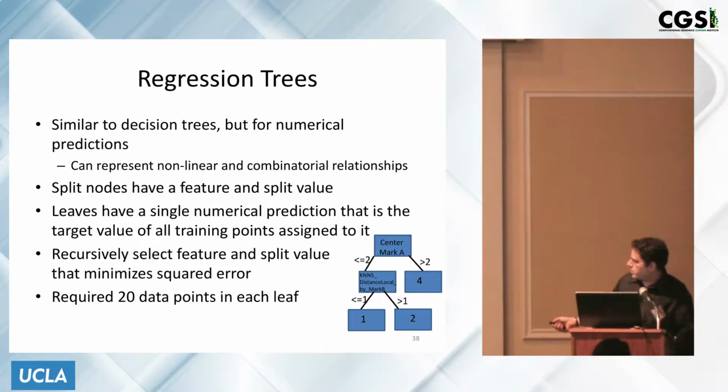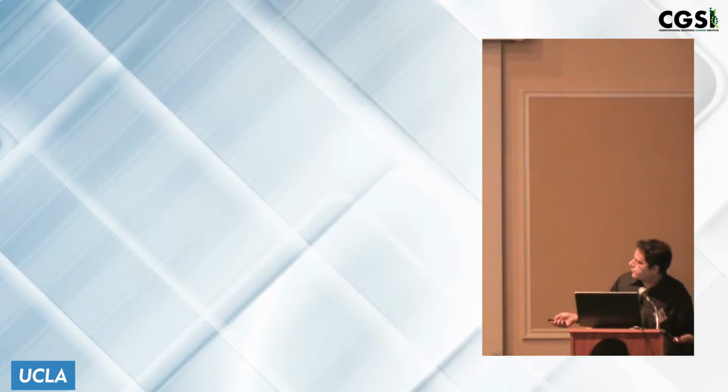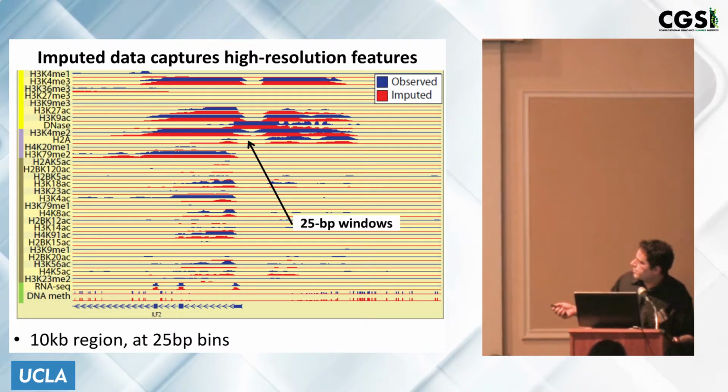And part of learning, you're deciding what specific features and what the split values are. It's an ensemble of these different regression trees where we're training on each of the cell types for which we have the mark available, and then applying it to the cell type for which we don't. So what you're seeing here is a visualization of the output of this method, where blue is the observed data and red is the imputed data, where we're not using the observed data to inform that prediction. And this is now zooming in and showing that we can capture very fine resolution features as well.